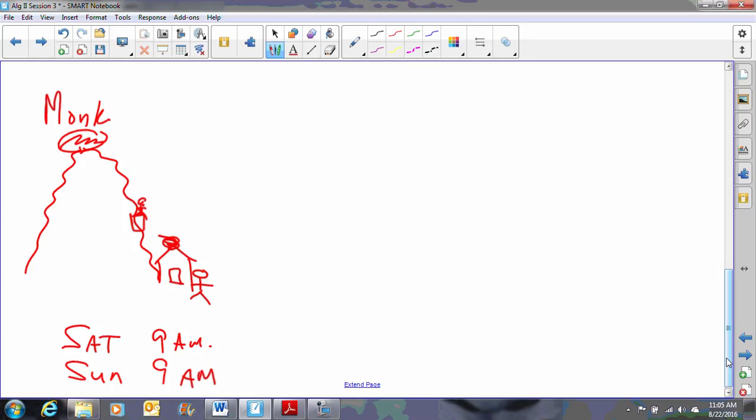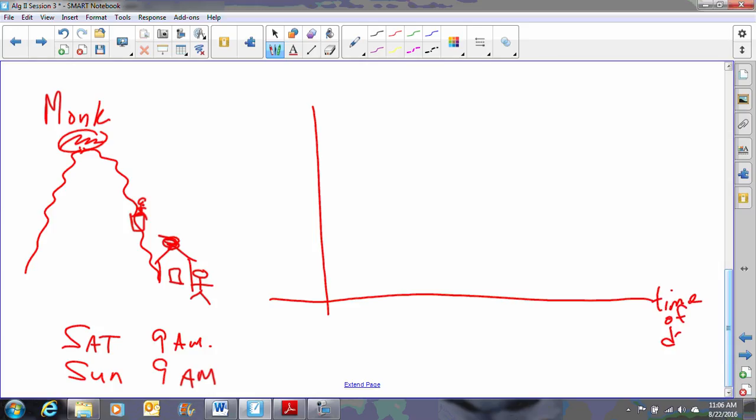Okay, have you thought about it? Let's look at this. If we put a graph, and on the graph, the horizontal axis will be time of day. And in the vertical axis, we will have distance from the monastery. Now that's the building at the base. I don't know if I spelled monastery right. I'm not even sure what letters I used there. But anyway, here we go. So we've got a distance. This is where the shrine is, and this is where the monastery is.